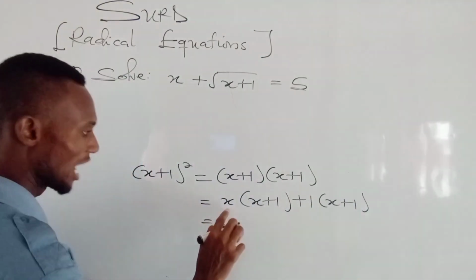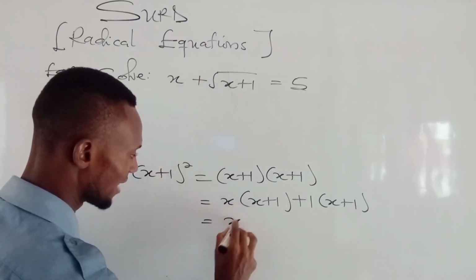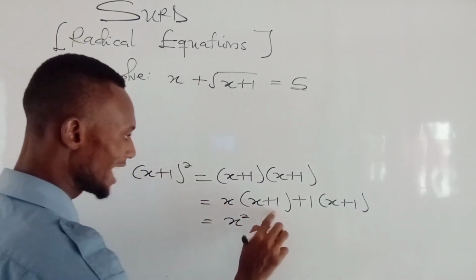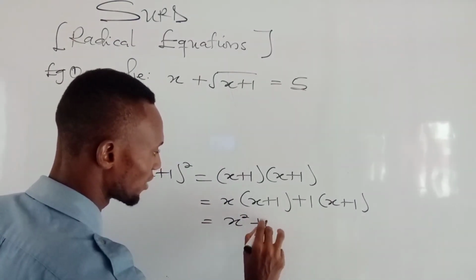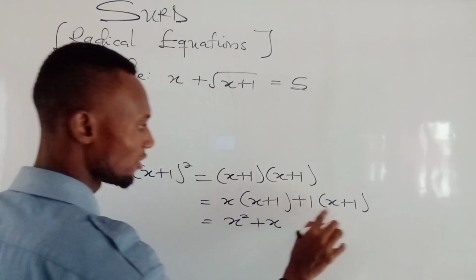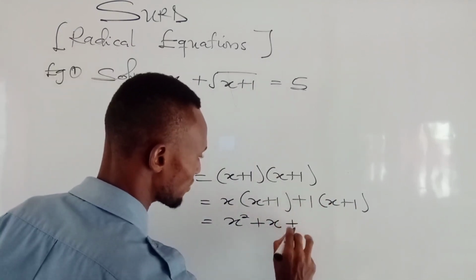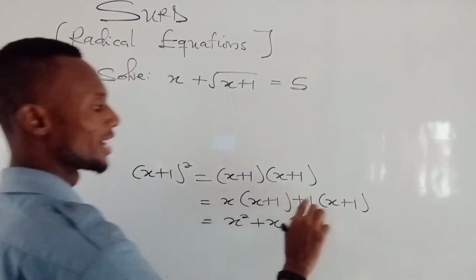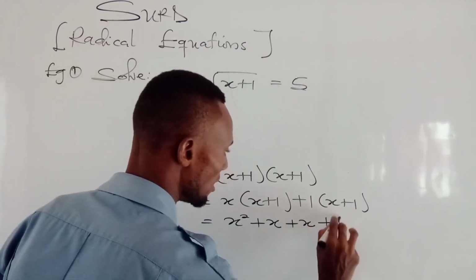So we are going to have s times s, which gives us s². Then s times positive 1 is going to give us positive s. Then this positive 1 will also open its bracket. So positive 1 times s is going to give us positive s, and positive 1 times positive 1 is going to give us positive 1.